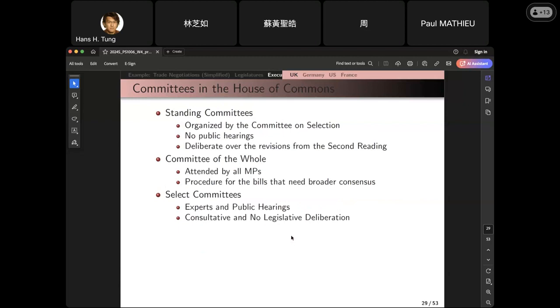So there are three different types of people who can be members of the House of Lords. The first one is life peers, the second one is royal peers, and the third one is bishops. This is just a British tradition, right? The bishops represent the religious interest, I suppose.